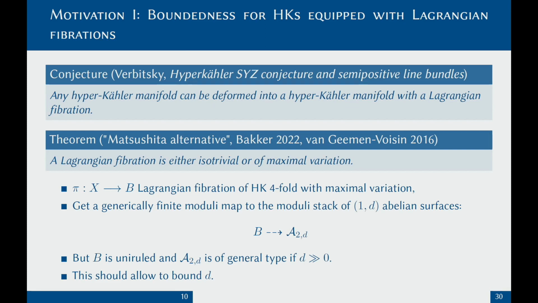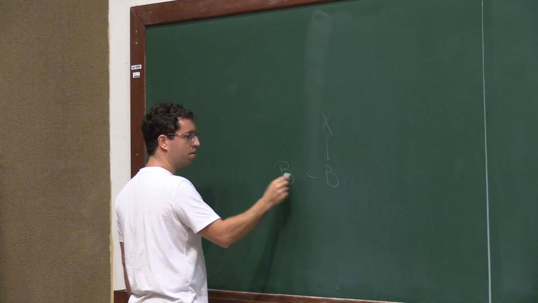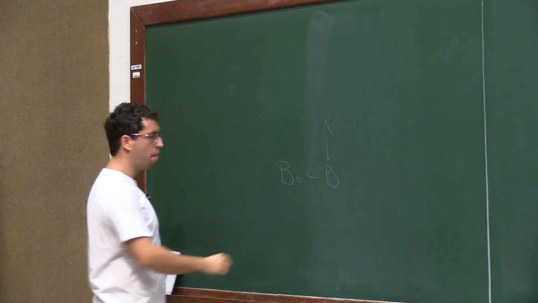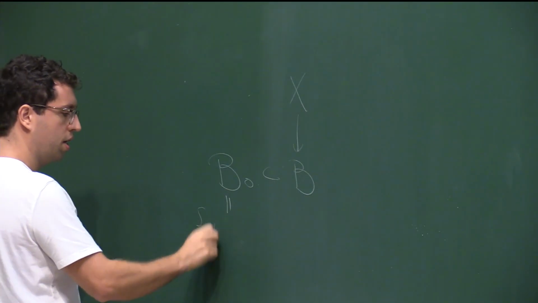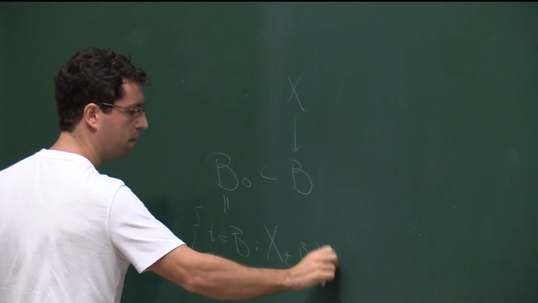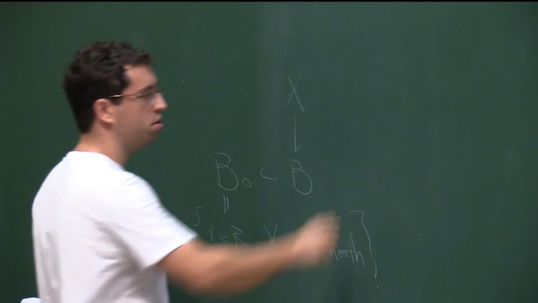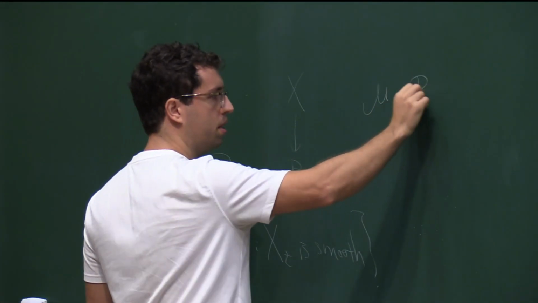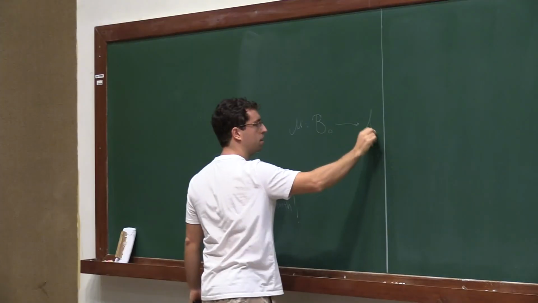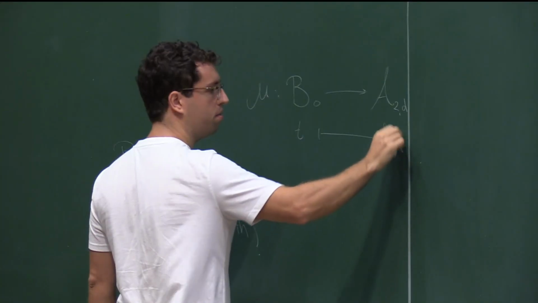So maximal variation means that you have this X, you have B, and inside of B I'm going to introduce it right away. B0 is going to be the complement of the discriminant locus. So that's the t's in B such that X_t is smooth. And to this you can associate a moduli map which goes from B0 to this A_{2D}. To a point t, you just associate the class of this abelian variety X_t.